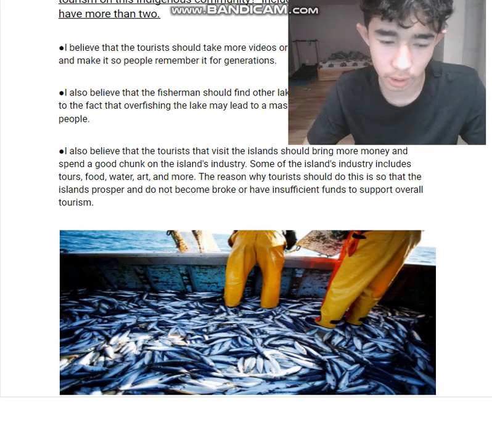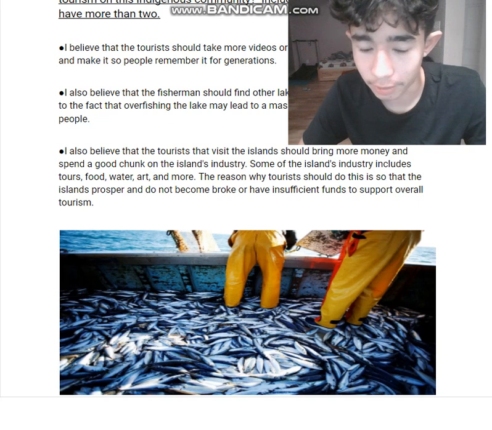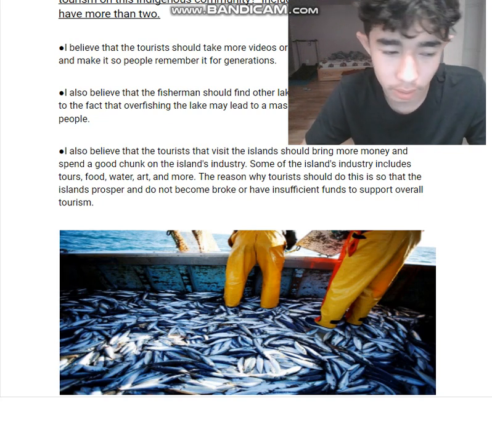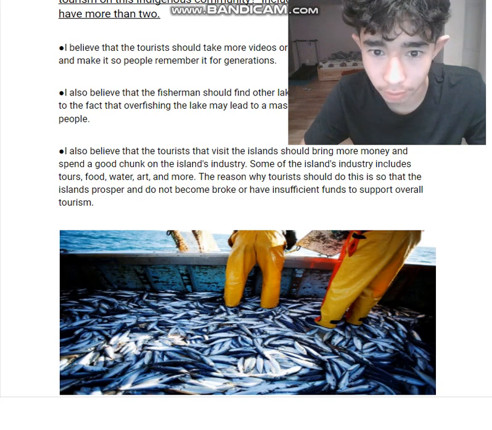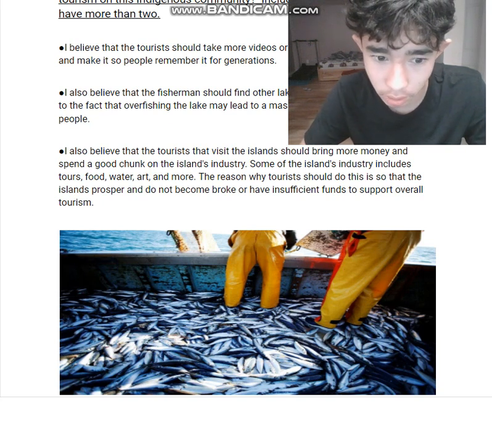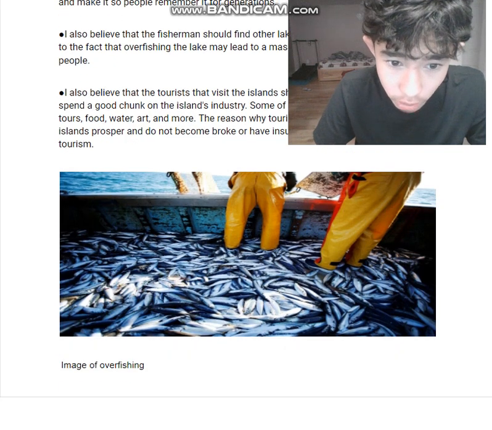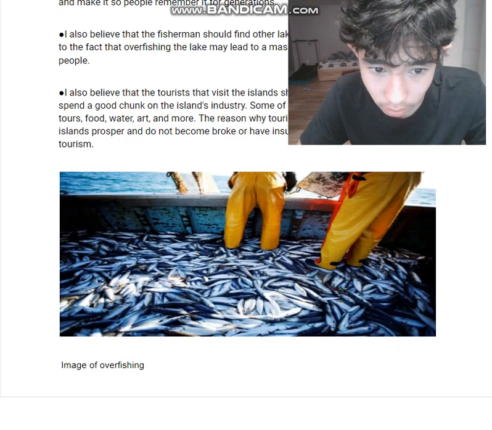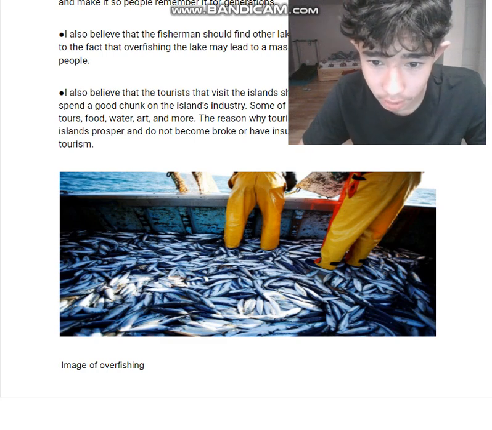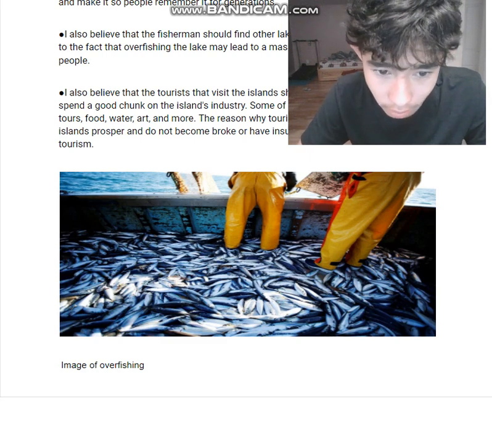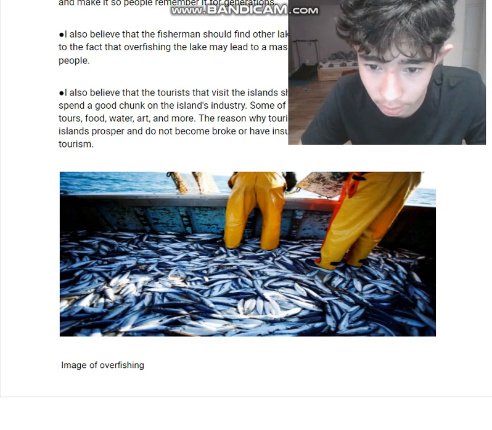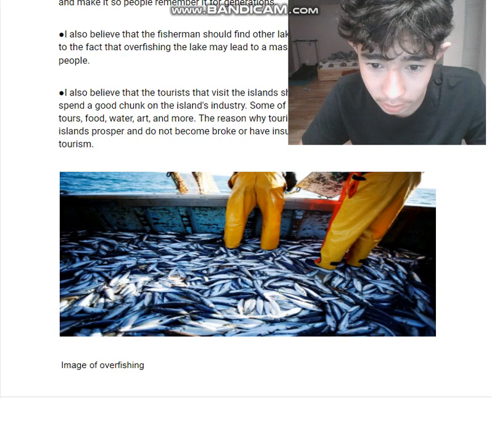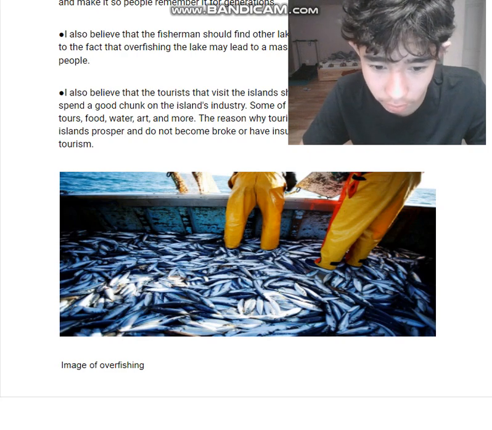Also, overfishing can lead to gas leaks if it's a gas boat, and it can really destroy the lake and pollute it a lot, and it's not very healthy for the people to be drinking that water if they do drink it. Now, I also believe that the tourists that visit the islands should bring more money and spend a good chunk on the island's industry. Some of the island's industry includes tours, food, water, art, and more. The reason why tourists should do this is so that the islands prosper, do not become broke, or have insufficient funds to support overall tourism.